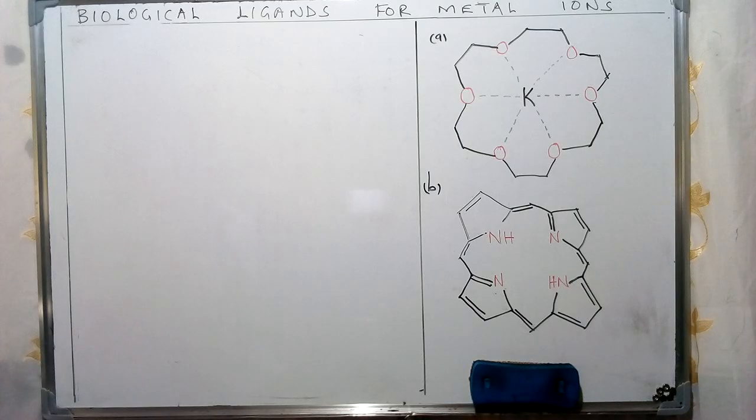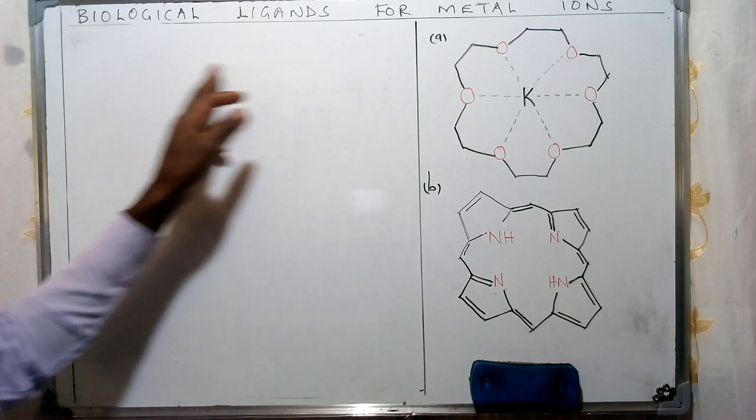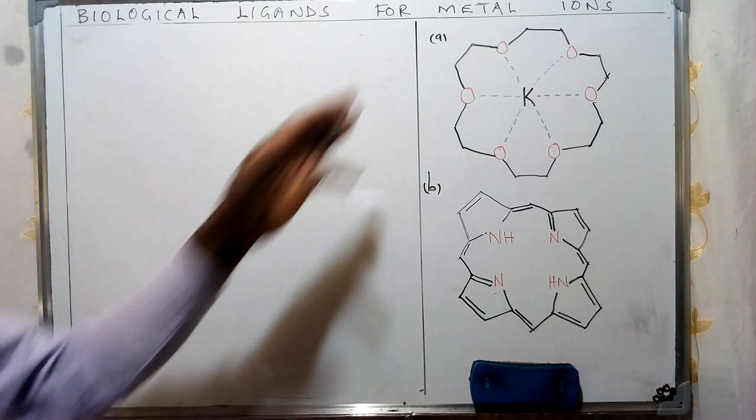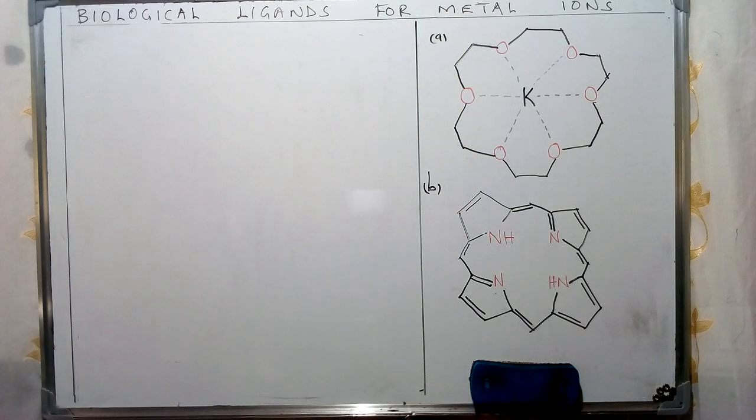And today we're going to look at an interesting concept of biological ligands for metal ions. This is going to assist us in identifying various types of ligands which are going to be attached to metal ions. And as we said in our previous videos, this combination is going to form some of the most essential biomolecules that we're going to come across in our various physiological processes.